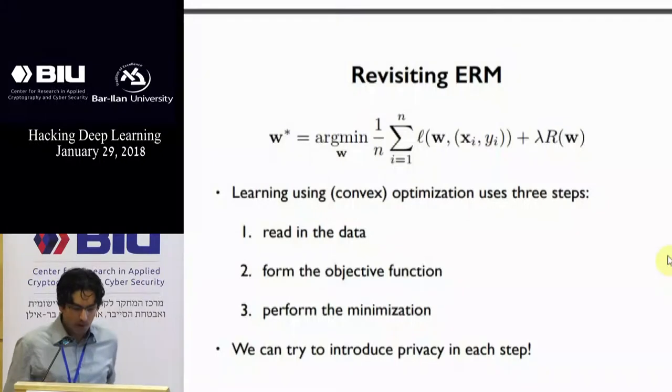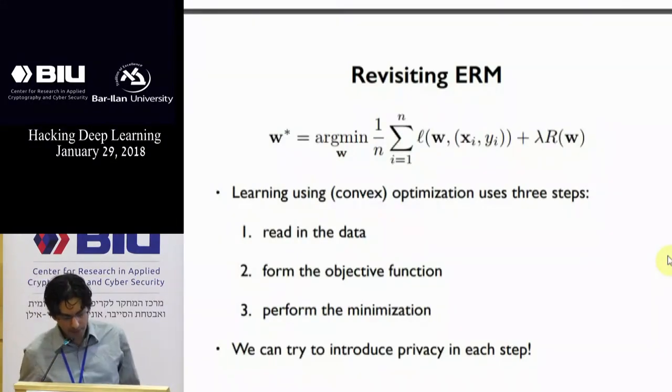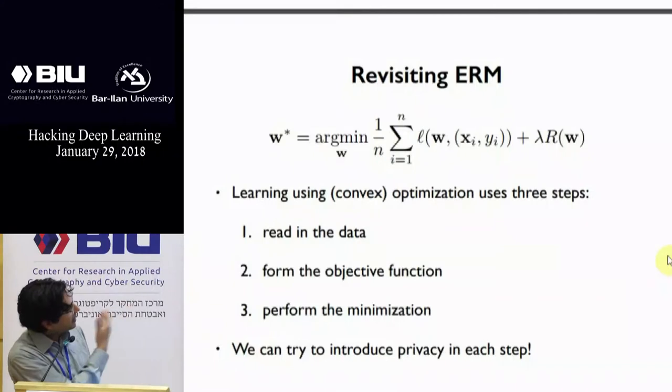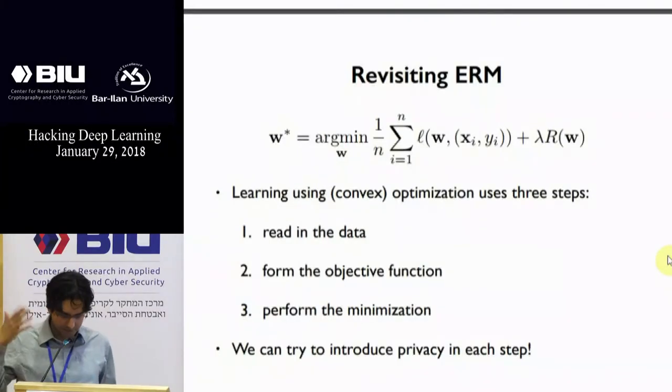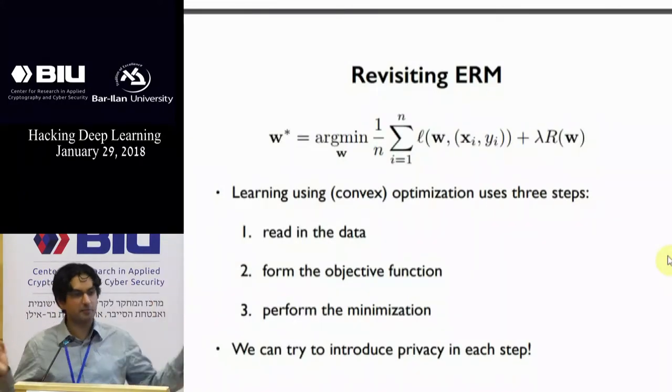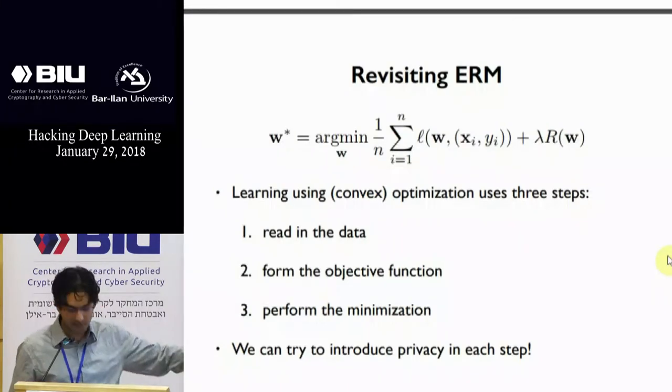So how do we make ERM differentially private? I'm not going to give the details in the interest of time, too many details. But we have this nice problem that we solve all the time. When we're doing learning, we begin to think of three steps in the learning process. First, we have to ingest the data. Then we have to create the objective function. Then we actually have to minimize the objective function. At each of these stages, we can say, maybe I'll try to make things private here. And then by post-processing invariance, all the other steps will give the same privacy guarantee.